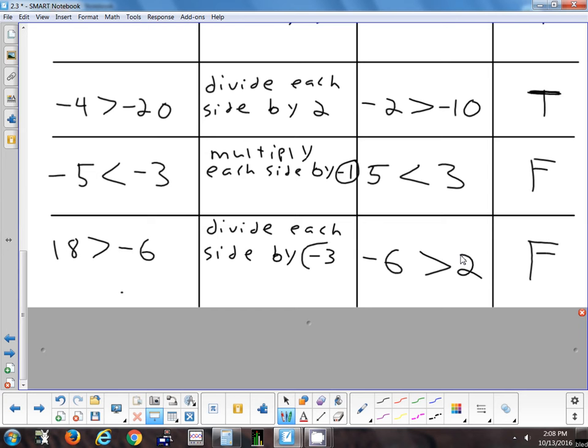Negative 3. Negative 3. That's the problem. Okay, you divided by a negative. So we run into some problems whenever you multiply by a negative or divide by a negative. And I'm going to show you how we can fix that problem to make sure when you do it, you still get something that's true. Okay, you don't want to get something that's false because that means it's wrong.